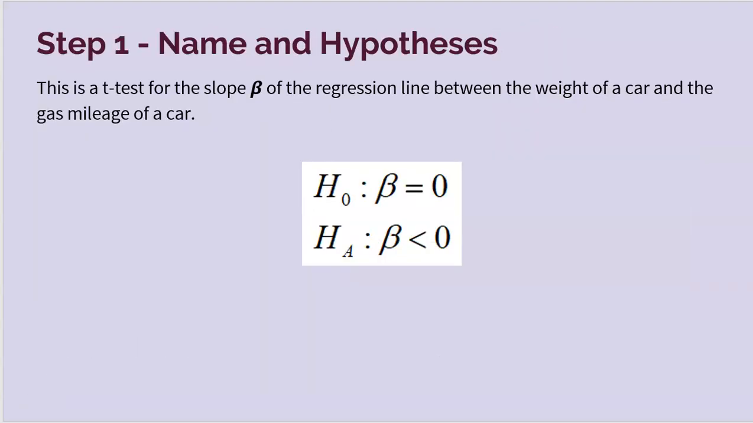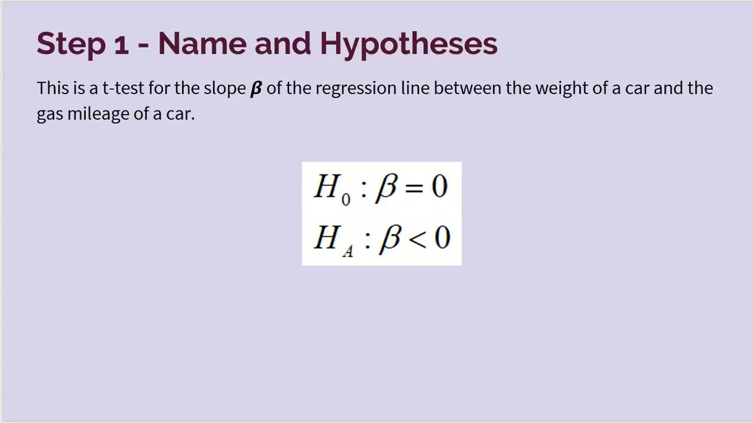This is a t-test for the slope of the regression line between weight of a car and gas mileage of a car. Don't forget that context. There was no slope given to me, right, in the problem. They didn't say, hey, I think the slope is 5. Do you think it's more or less? No, they're just saying, is there evidence of a negative relationship? So the null would be that there's no relationship whatsoever, which is a slope of 0. So we're going to say that the true slope beta is 0.